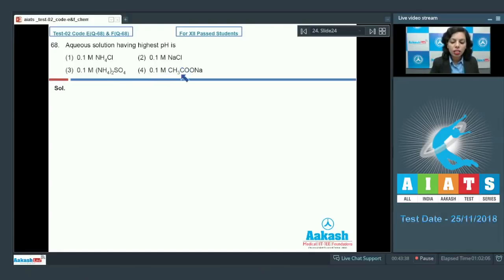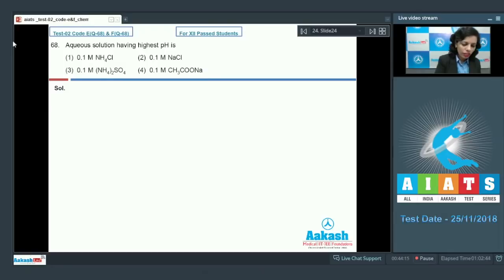And then we have sodium acetate. This is the salt formed by a combination of a strong base and a weak acid. That strong base is sodium hydroxide and the weak acid is acetic acid. In this case, definitely the pH value is more than 7, because it's a salt of a strong base.